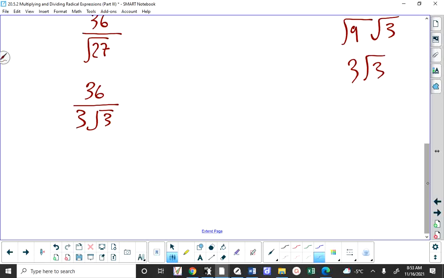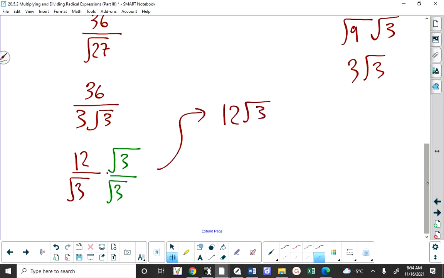Like right now we have 36 in the numerator, which is a coefficient, and we have 3 as a coefficient in the denominator. Well, 36 divided by 3 is 12. So we get 12 over root 3, but now you have to clear the denominator of radicals. You're not allowed to have radicals in the denominator.